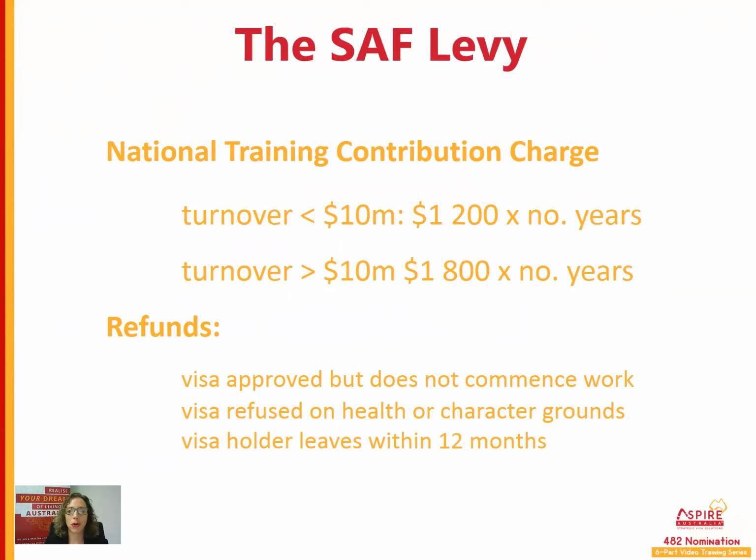If your business's turnover is less than $10 million, you'll pay $1,200 for each year you wish to nominate your worker. So, for example, if you want to nominate an accountant for 4 years, you will be paying $1,200 times 4 equals $4,800. For occupations on the STSOL, as you know, the maximum period is 2 years, so you would be paying $1,200 times 2 equals $2,400.